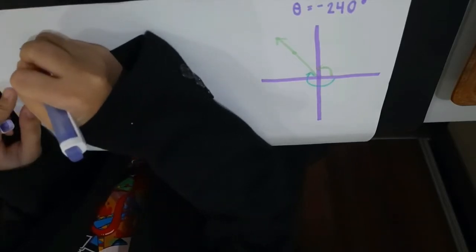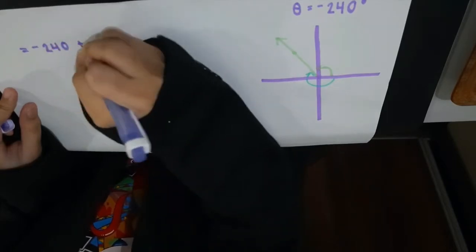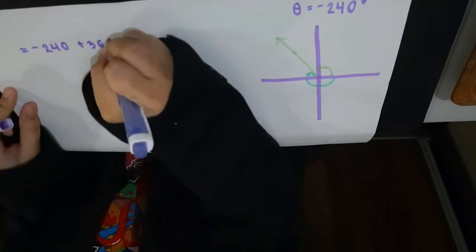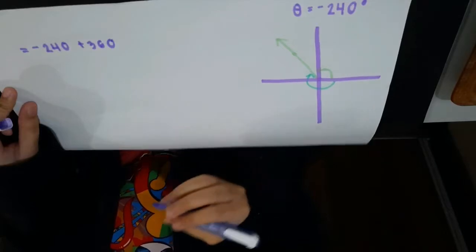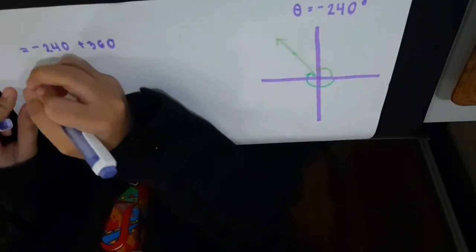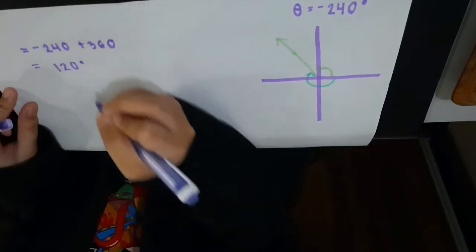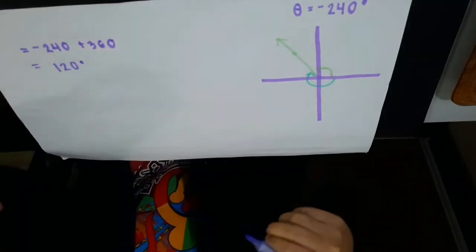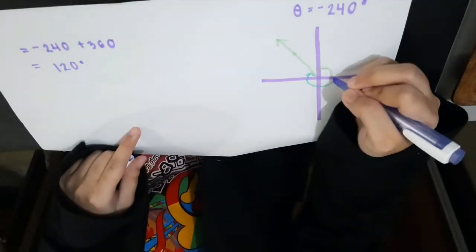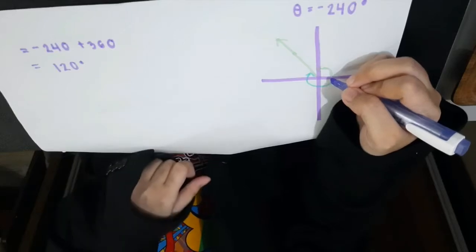negative 240 and 360. If we add 360 to the negative angle, we will get 120 degrees. Thus, this angle right here is the coterminal angle, which is equal to 120 degrees.